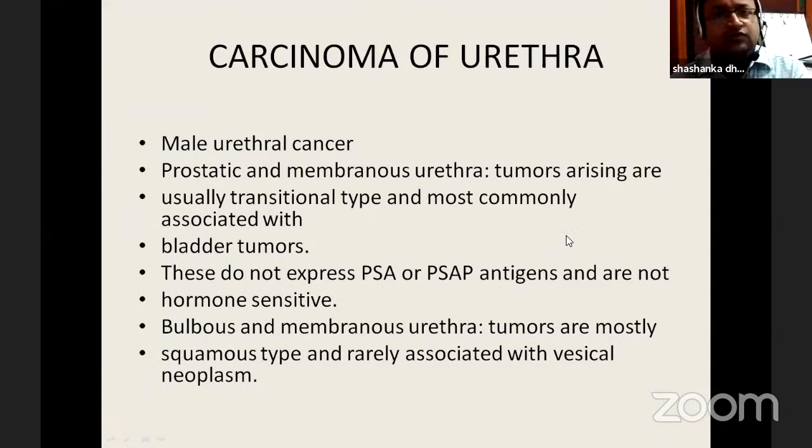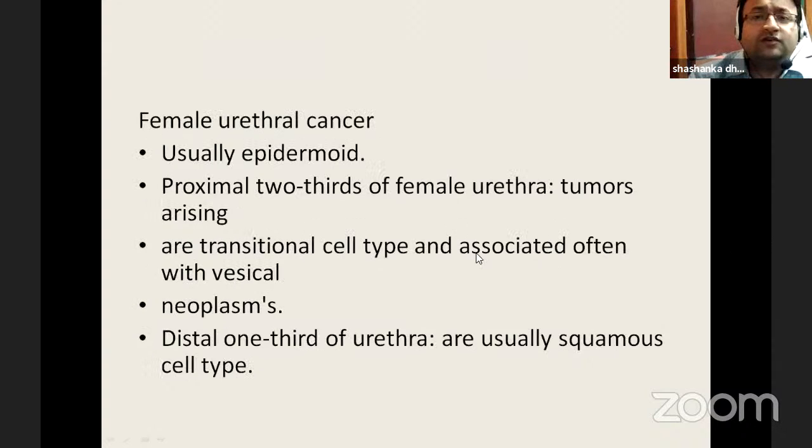Carcinoma of the urethra is very rare. Male urethral cancer: in the prostatic and membranous urethra, tumors arising are usually transitional type, and they're usually associated with bladder tumors. We do see a few cases of these in advanced bladder tumors. They do not express PSA or PSAP antigens, so they are not exactly arising from the tissue of the prostate. They are not hormone sensitive. Bulbous and membranous urethra tumors are mostly squamous type and rarely associated with a vesical neoplasm.